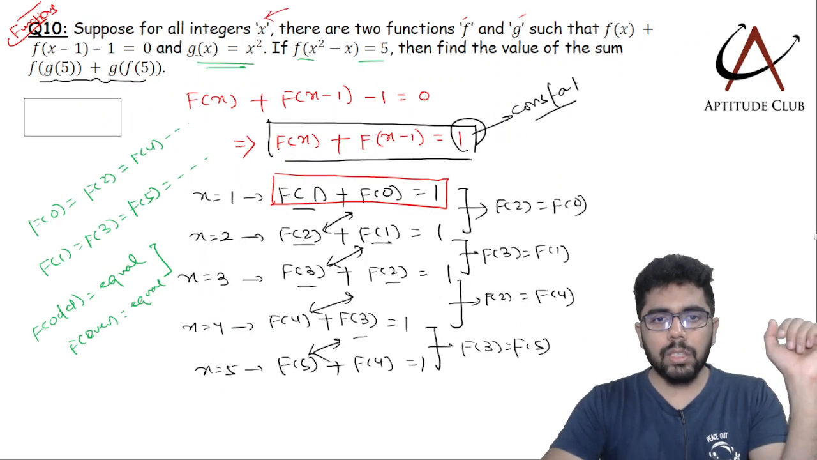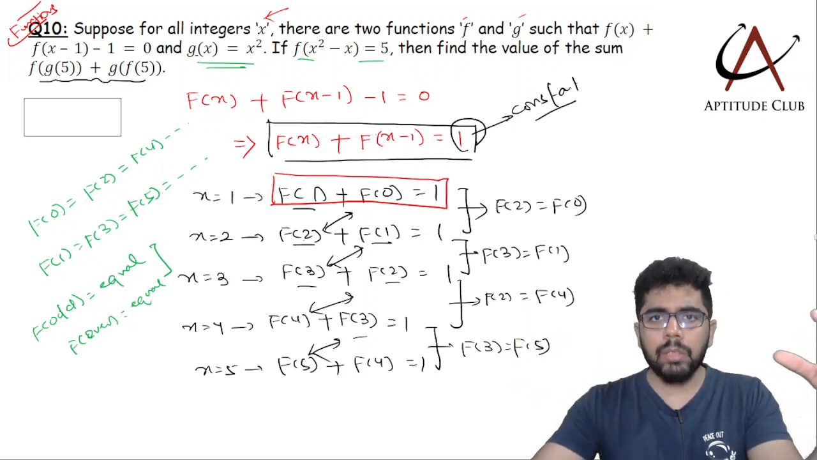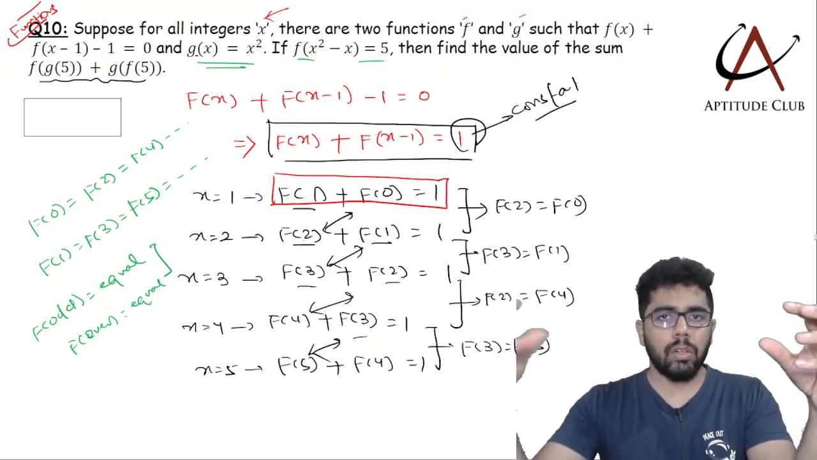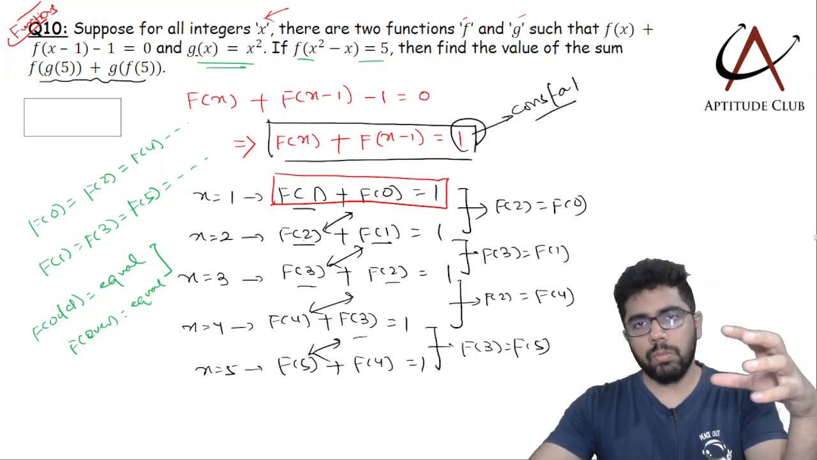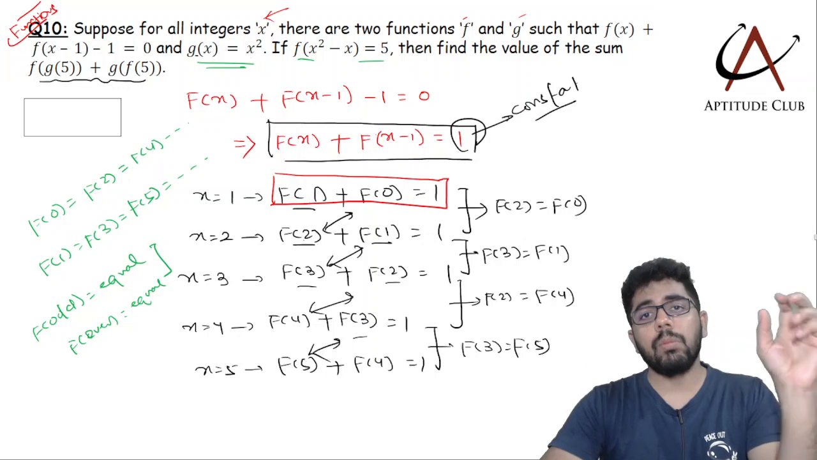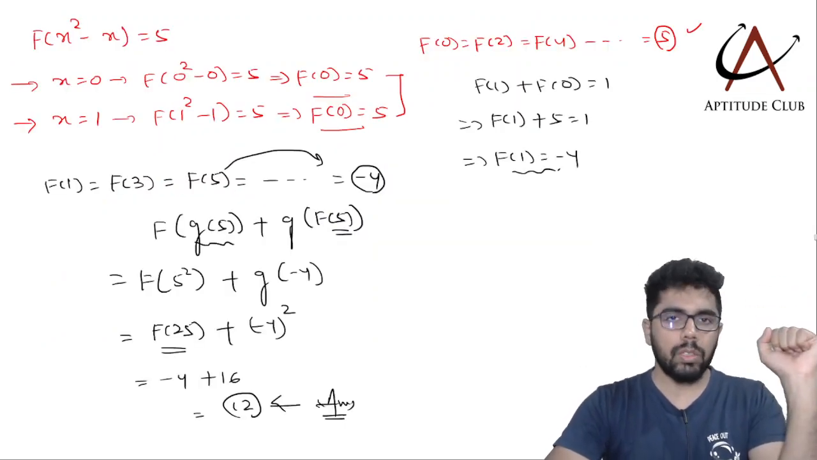So I hope this is clear. Simple way, first I derived the relation that for all even inputs the output is same, and for all odd inputs the output is same. Then we figured out the value for each odd input and each even input, and then we solved this.